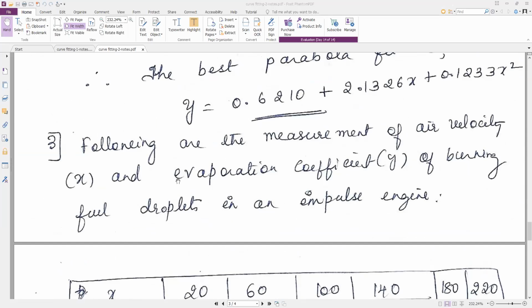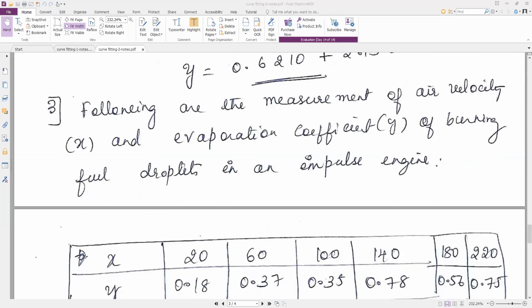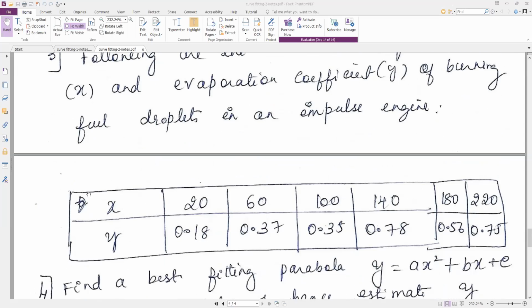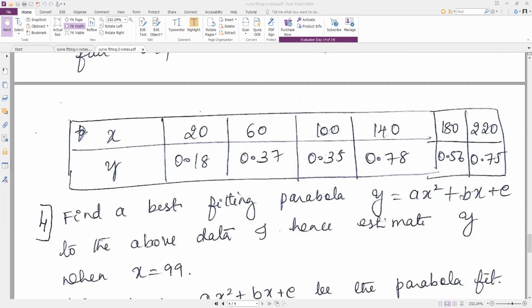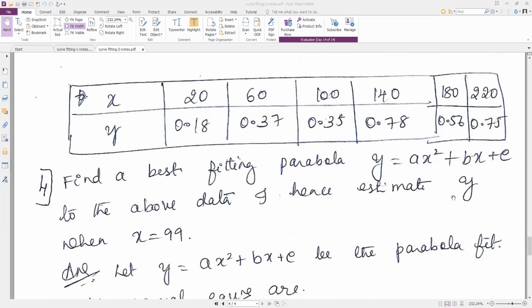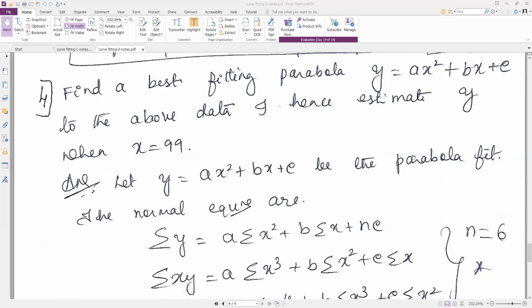Now next question: following are the measurements of air velocity. This is a model question paper problem, important. And evaporation coefficient y of burning fuel droplet in an impulse engine. So the table is given to you. Find a best fitting parabola to the above data. So the parabola also they have given, which parabola you need to fit, and hence estimate the y value when x is 99. So when you get a parabola, just put x equal to 99 here.